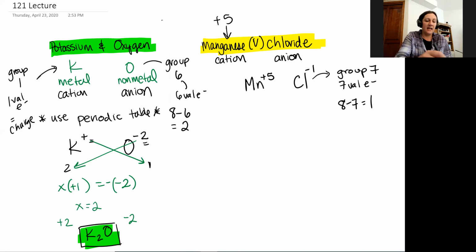Now, again, I can perform the crisscross rule if I like. And if I did that, I would say that the 5 from my manganese would become the subscript of my chlorine, and that 1 on my chlorine would be the subscript of my manganese, or MnCl5.